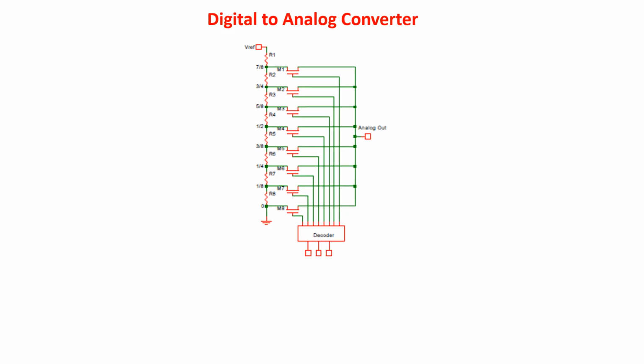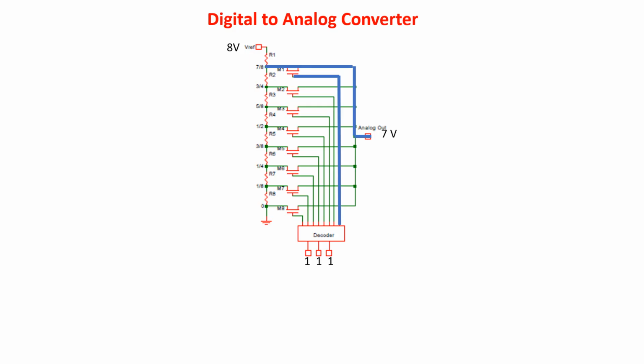You see there are 8 resistors creating a voltage divider for the Vref voltage. Let's say our Vref is 8 volts. In this way, the code 000 switches on the first transistor and 0 volts pass through to the output. With the code 100, we switch the 5th transistor on and 4 volts pass to the output. With the code 111, we switch the 8th transistor on and 7 volts pass to the output.